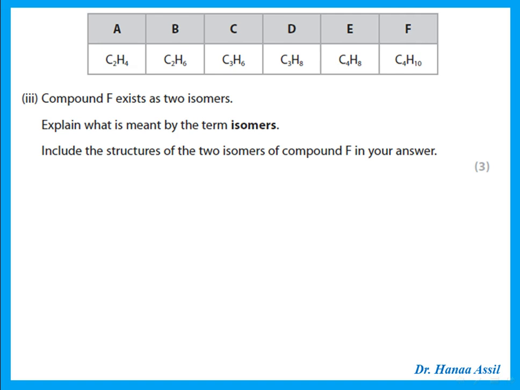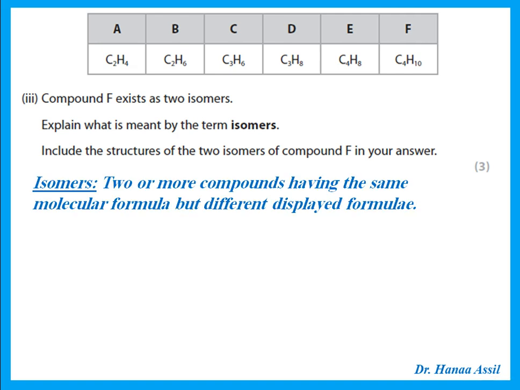Compound F exists as 2 isomers. Explain what is meant by the term isomers and include the structures of the 2 isomers of compound F. Okay, first of all, what is meant by isomers? You should know that isomers are 2 or more compounds having the same molecular formula but different displayed formula, or same molecular formula but different structures. So same molecular formula means they have the same number of carbons, same number of hydrogens, but they have different displayed formula. That means the carbons and the hydrogens are arranged in different ways. That's what we mean by isomers.